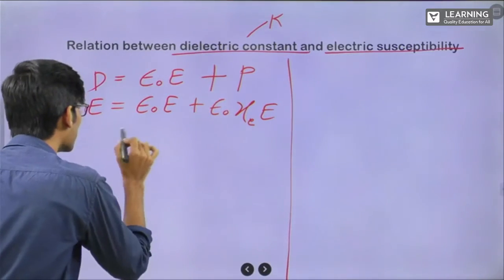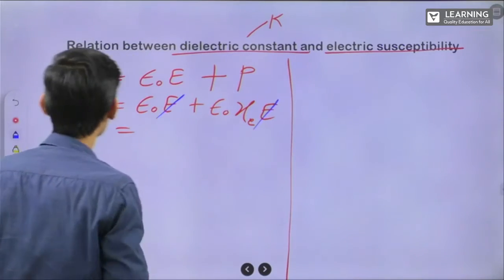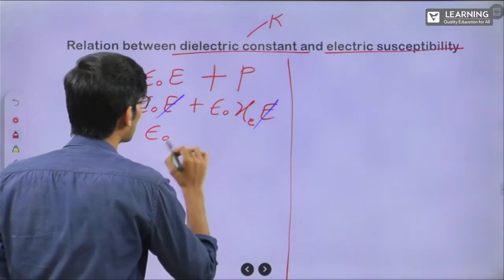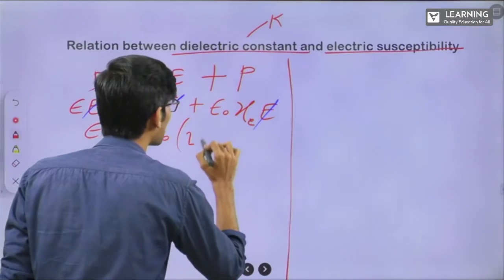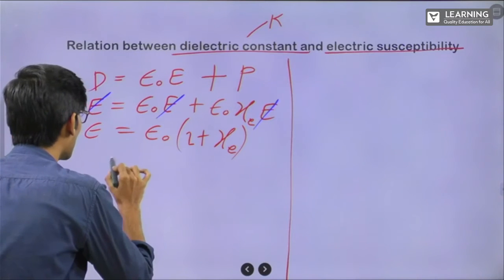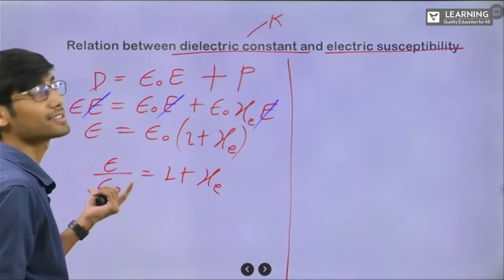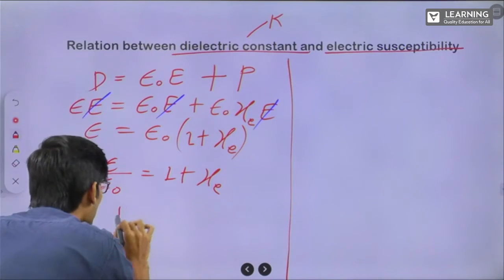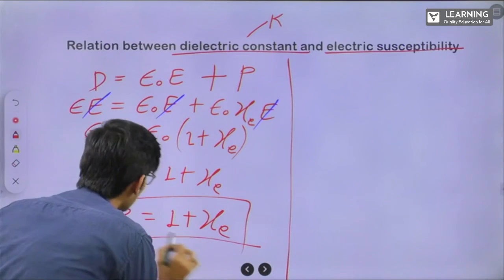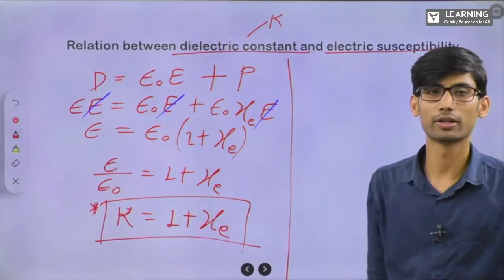From here if you see, this E will be cancelled. What we have got finally is epsilon is equal to epsilon naught. If I take epsilon naught common, this will be 1 plus electric susceptibility. This epsilon naught, if I take to the other side and divide, epsilon upon epsilon naught is equal to 1 plus this, and this we know is K, dielectric constant. Remember this. A one mark question from this can come in boards. K is equal to 1 plus electric susceptibility.